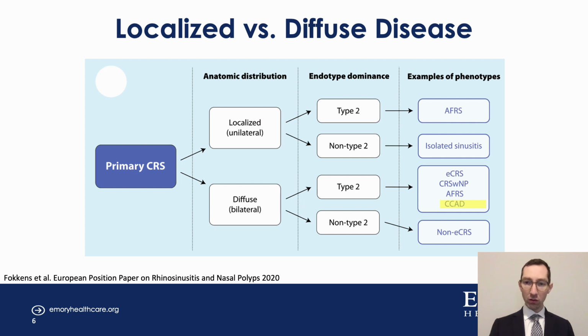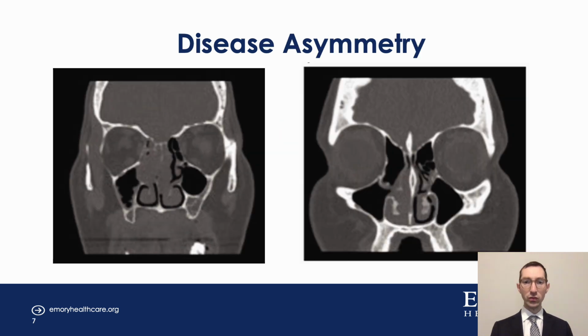And now if we think about these diffuse processes, and especially the ones that are mediated by a systemic immune or allergen response, one might expect that their bilateral sinonasal cavities would be affected in a symmetric manner. But we know that that is not necessarily always the case.